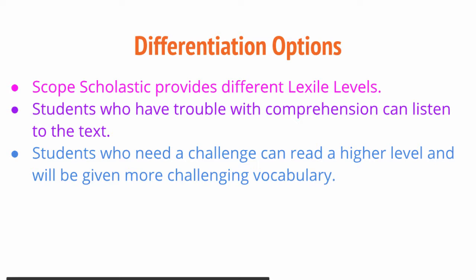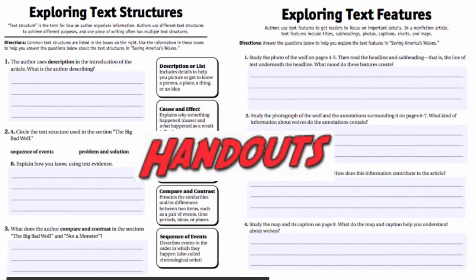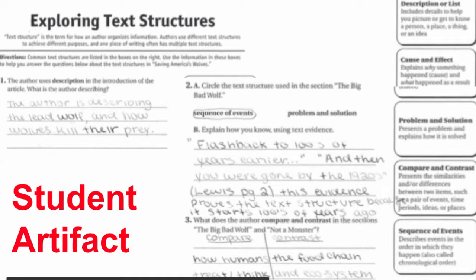The differentiation options are that Scope Scholastic will provide different Lexile levels, and students who have trouble with comprehension can listen to the text. Students who need a challenge can read a higher level and will be given more challenging vocabulary. Students will complete 2 handouts that coincide with a learning objective for each article. This is an example of the work that students will be expected to complete while learning about text structures.